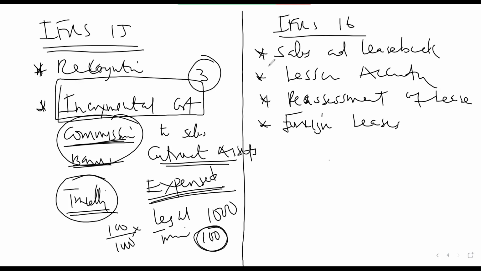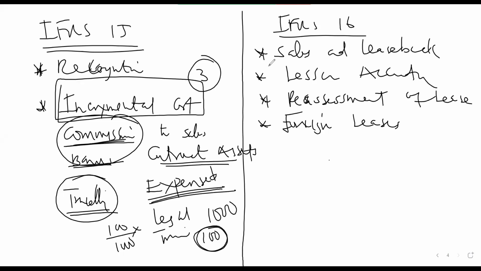Foreign leases has to do with where you are going to be paying the rentals in a foreign currency. So maybe you have leased an asset from a company in Nigeria. You'll be paying the rentals in a foreign currency. How do you account for it? The accounting treatment is just like the IAS 21, the differences in foreign exchange rates.